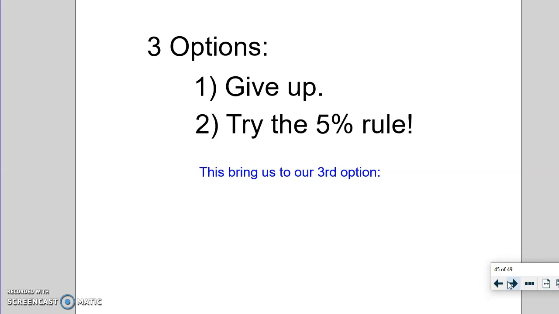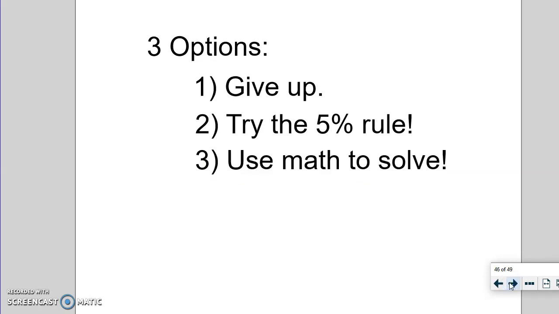Our options: we could still give up. Giving up is still an option. The 5% rule is no longer an option because we found that our problem had a change of more than 5%. So that brings us to the third option, which is to do math. And I know that this is hard and we don't like to do math. So I guess by doing math, we can always let someone else do our math for us. That is an option. So how can we do that?